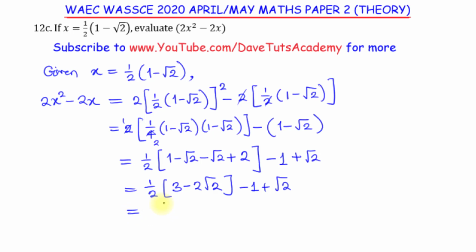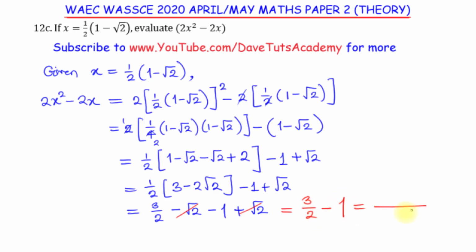So if we want to expand this, half times 3 will be 3 over 2. Half times 2 root 2, these 2 and these 2 will cut, so we have minus root 2. Then we have here minus 1, then we have plus root 2. Look at this: minus root 2 plus root 2, those will cut out. So we have 3 over 2 minus 1.